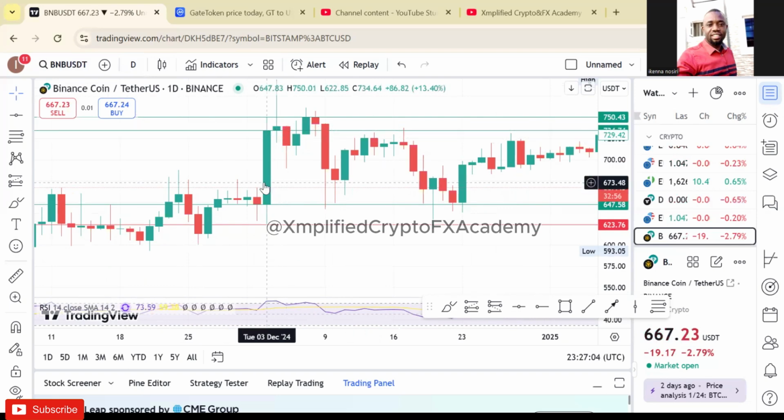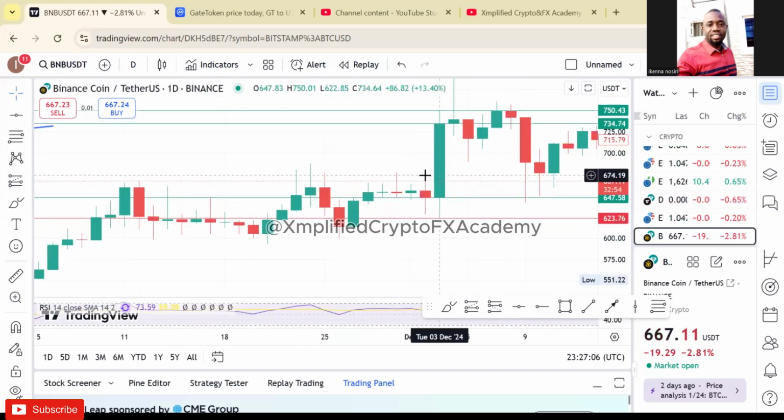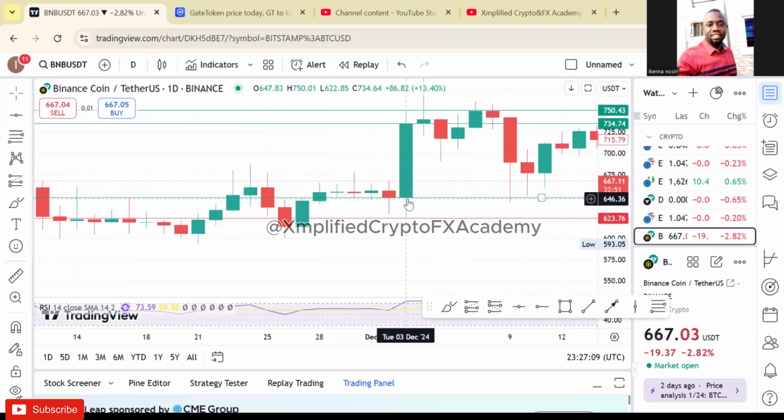So this is for a green candle. A green candle opens at the bottom of the body of the candle, not at the bottom of the wick or the trade. You call it wick or trade, okay? So not at the bottom of the wick of the candle, but at the bottom of the body of the candle. That's where the market opens, and the market closes at the top of the body of the candle.